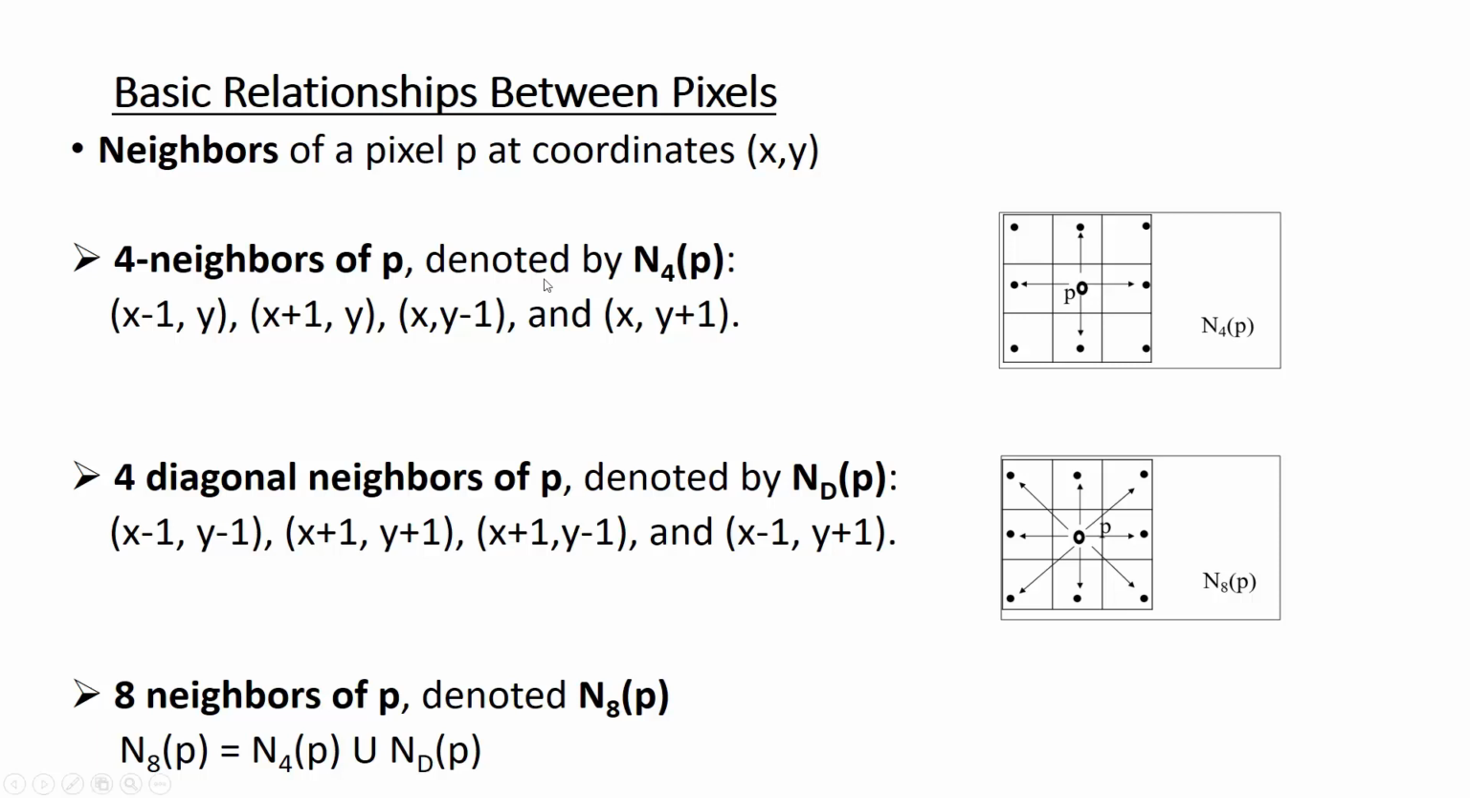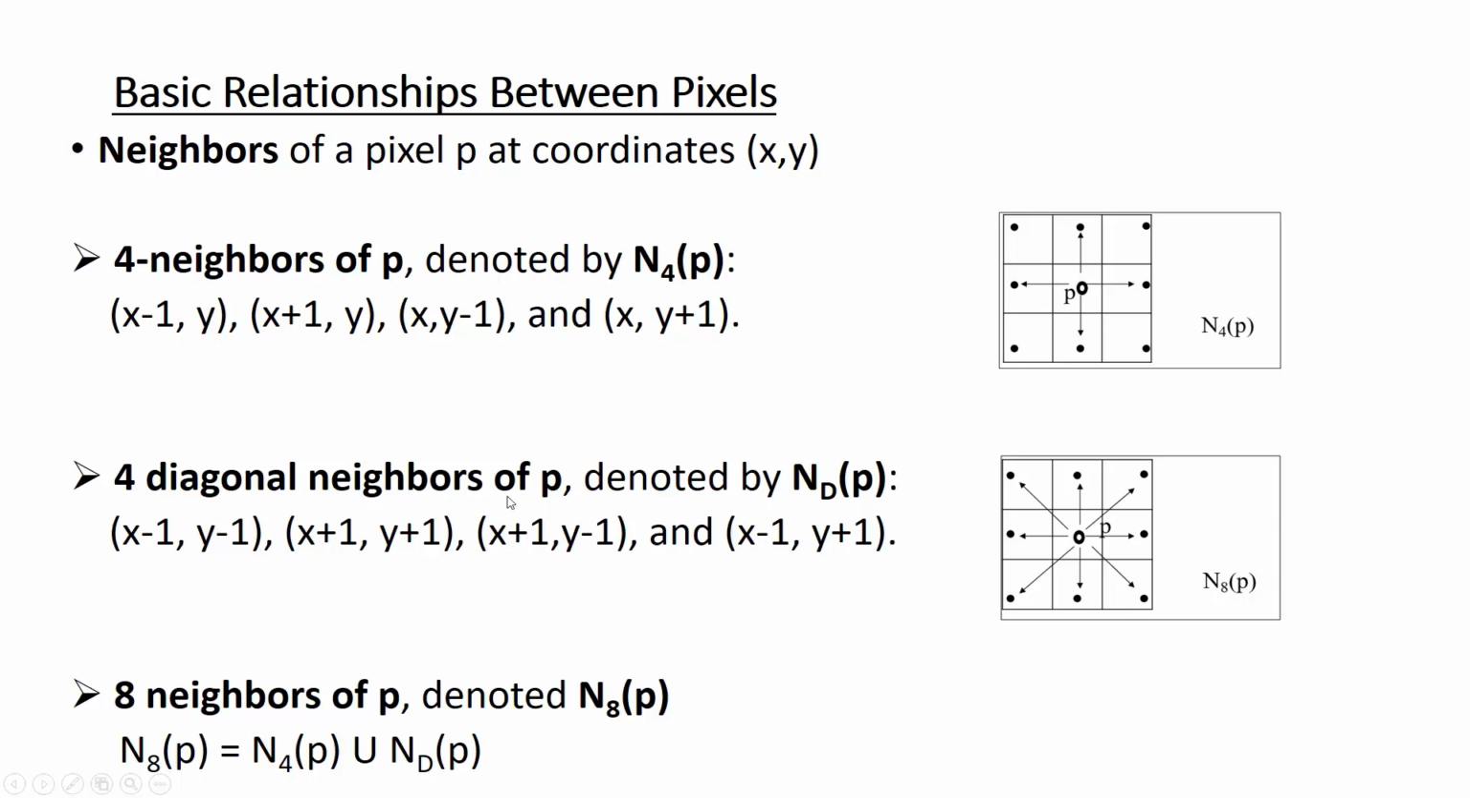Each of these neighbors is at unit distance, a one pixel distance from P. If P is a boundary pixel, for example if P lies here, then it will have fewer neighbors, since there are two vertical neighbors and only one horizontal neighbor.